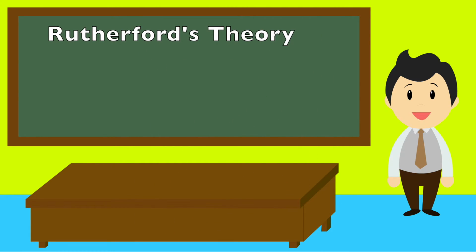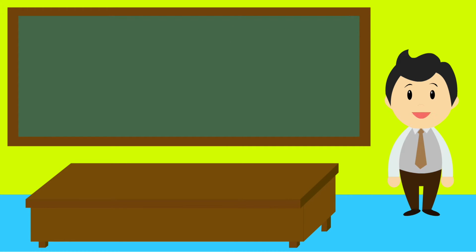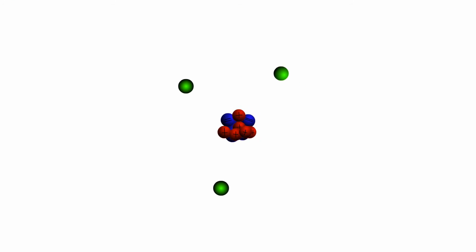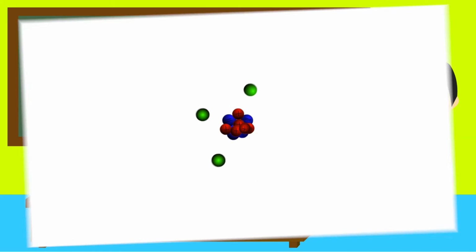Rutherford concluded that an atom had a small, dense, positively charged center that repelled his positively charged bullets. He called the center of the atom the nucleus. The nucleus is tiny compared to the atom as a whole. The structure of Rutherford's atomic model is the nucleus containing protons and neutrons and surrounded by electrons.